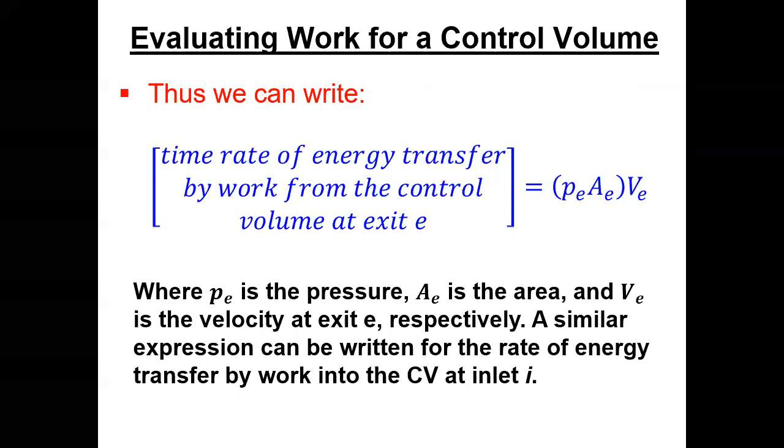So here, P sub E is pressure, A sub E is the area, V sub E is the velocity at exit E respectively. A similar expression can be written for the rate of energy transfer by work into the control volume at I. So all you've got to do is change the E's to I's, and you got it.